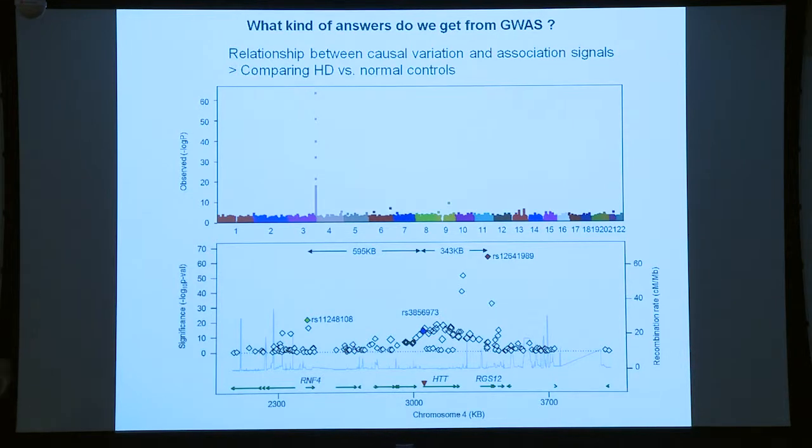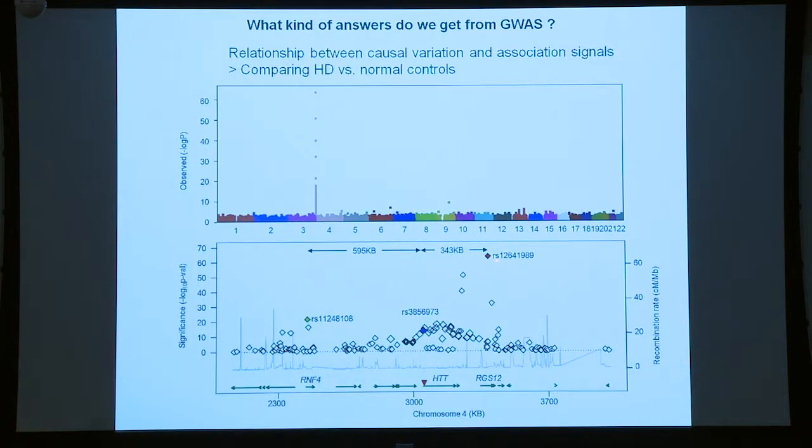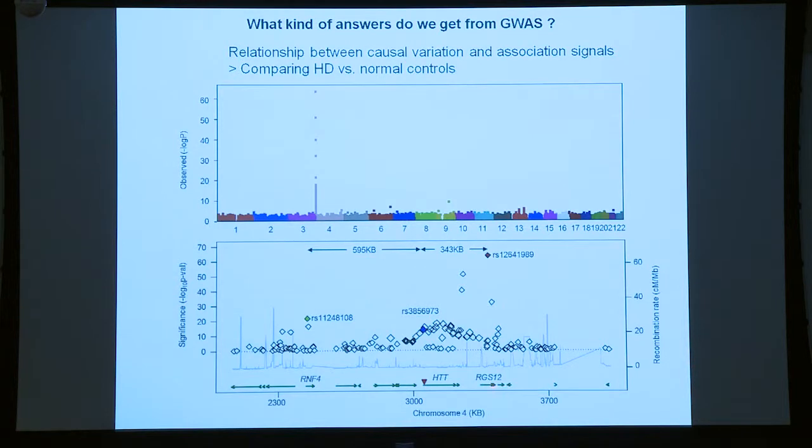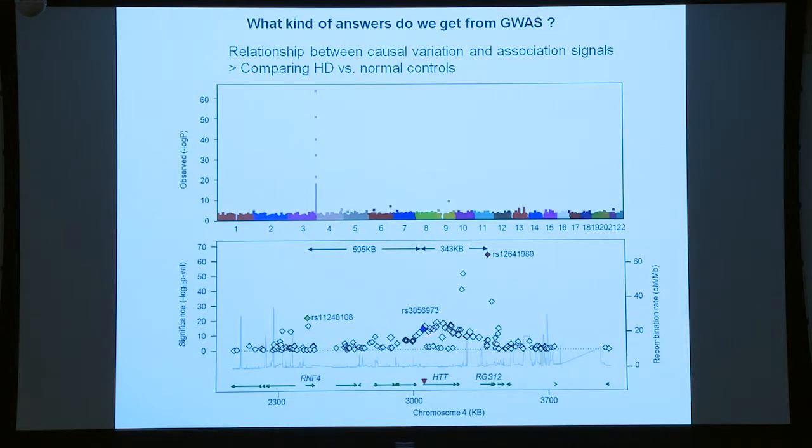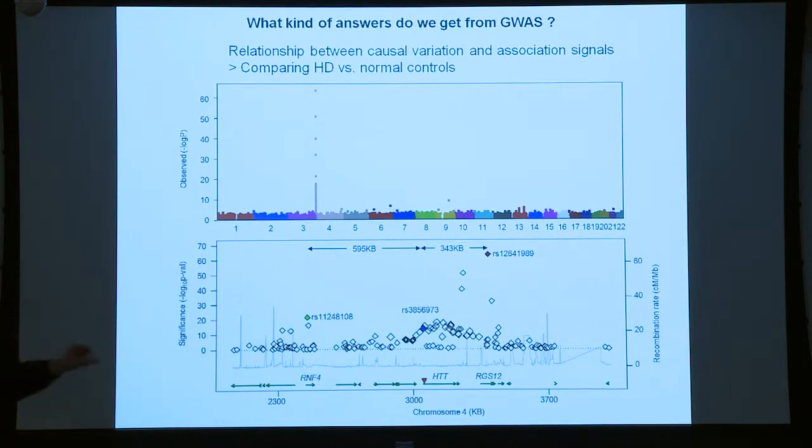Now, if I blow up that region, here's what you get. Here's your best SNP, okay? Here's your repeat. The best SNP is sitting in RGS12, which is not the Huntington's disease gene. It's about 350 kb away from where the mutation actually is. So the best SNP doesn't immediately get you to the disease gene. It still, like linkage, just gets you to the region.